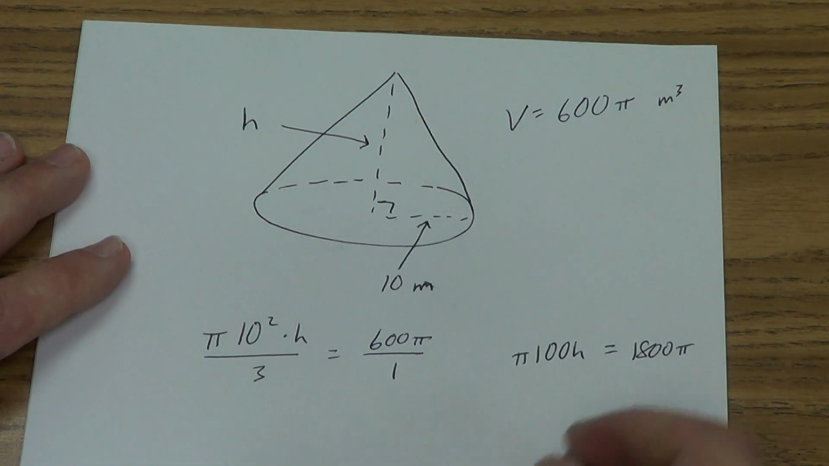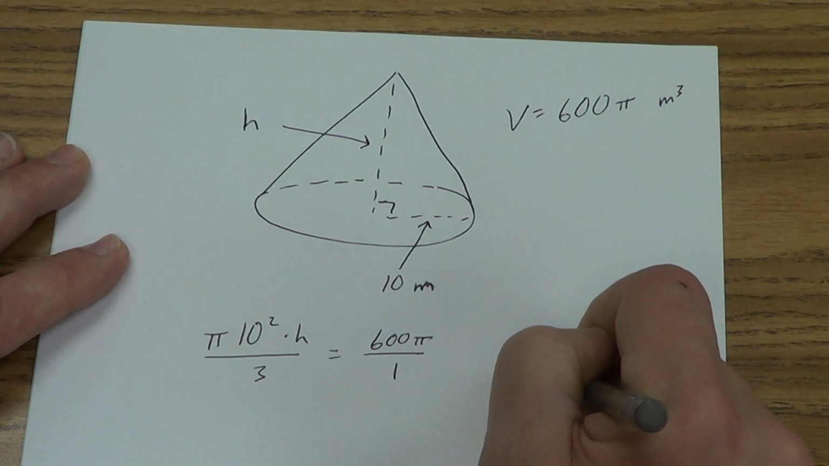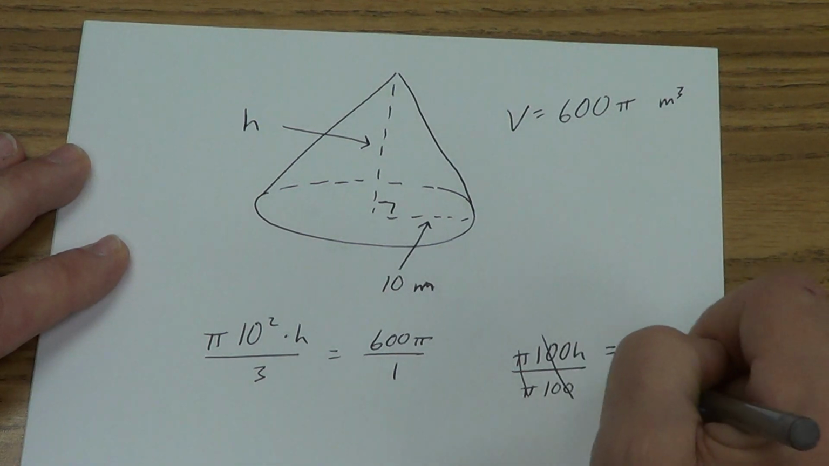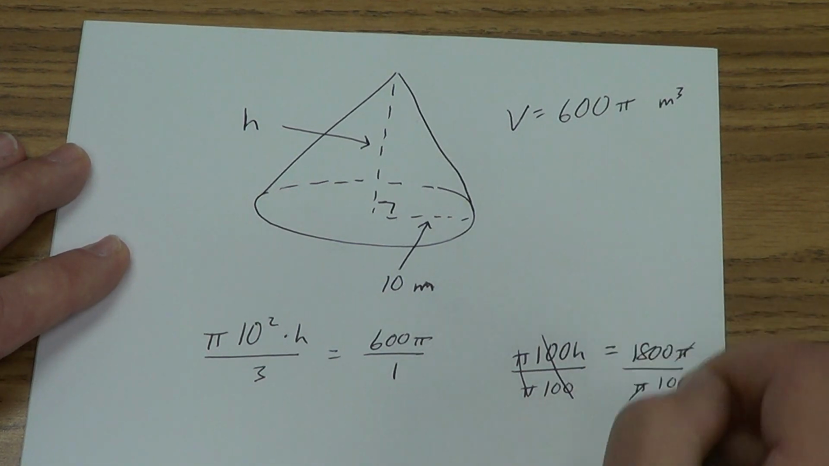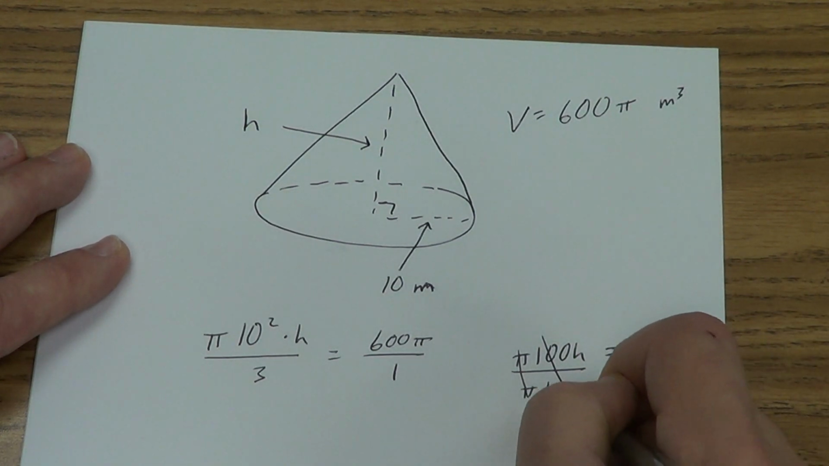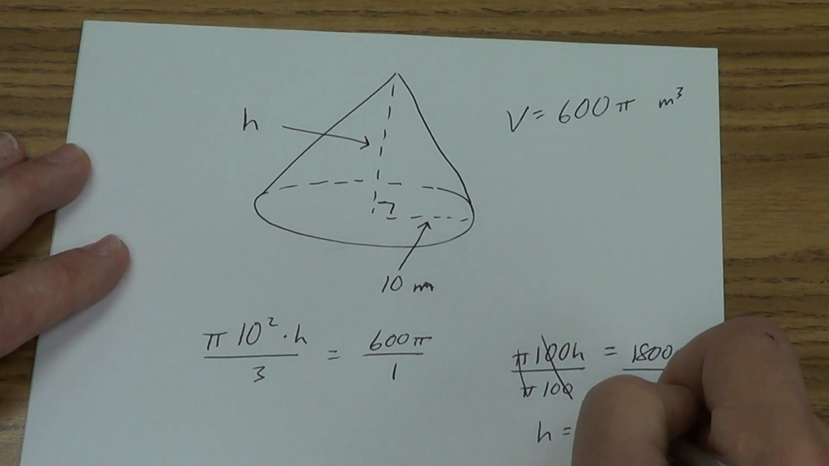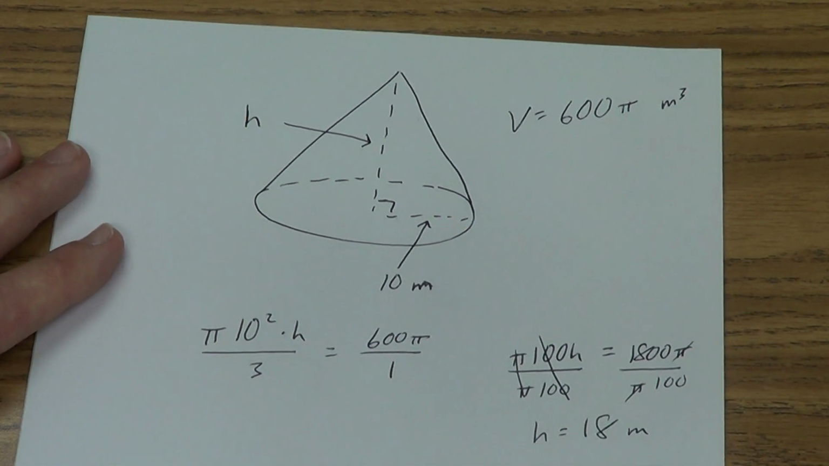And now it's a simple algebra problem. All I got to do is divide by the pi and the 100. Pi's cancel, 100's cancel. 1800 over 100 is 18. And my label was meters. Pretty simple one.